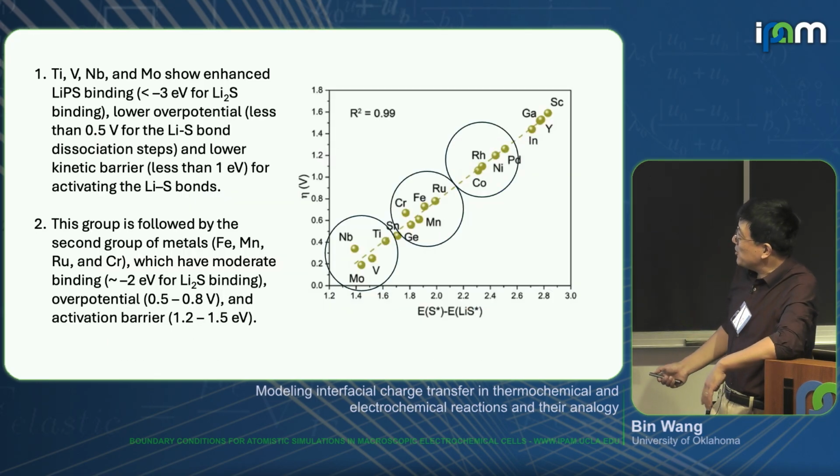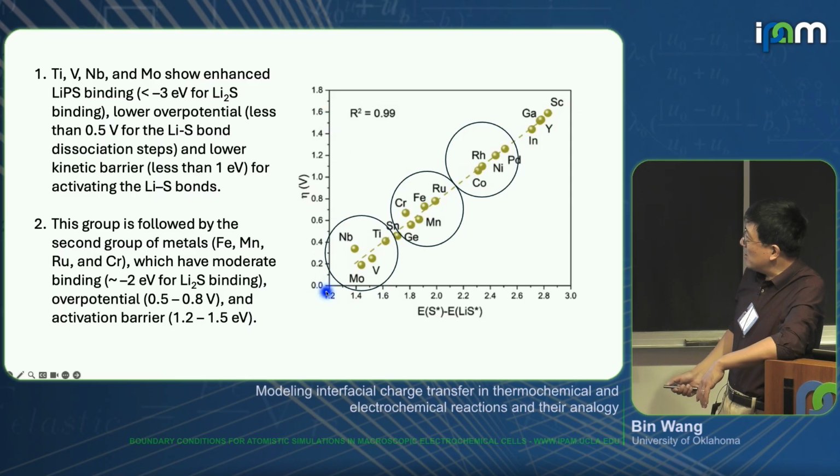So let me just remind you, from this calculation, we can essentially have three different groups. One group is on the corner here. They have very good thermodynamics for the reaction and also good kinetics. They can also stabilize the lithium polysulfide. The second group is somewhere in the middle, probably centered by iron, and there's a third group of metals. They're not doing as well as the other two, like nickel.